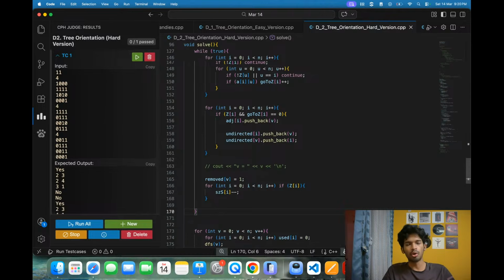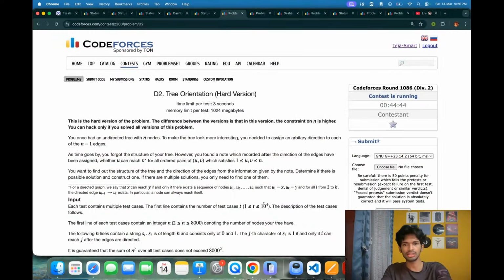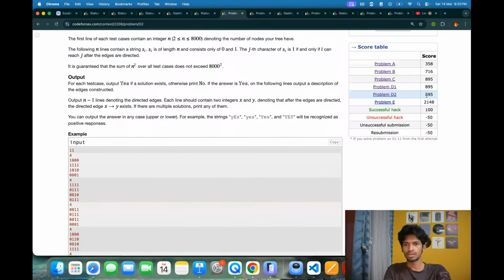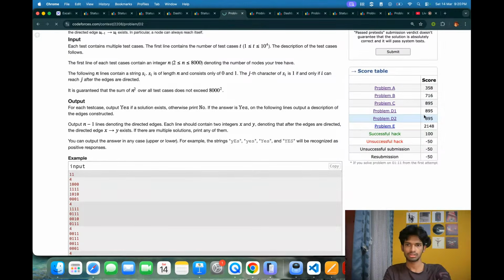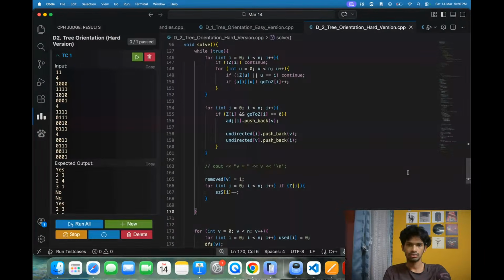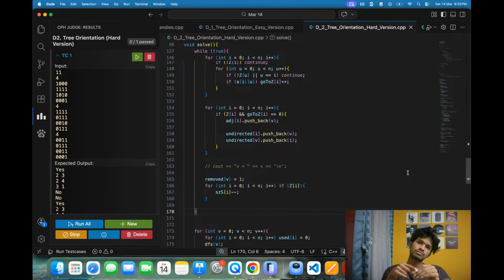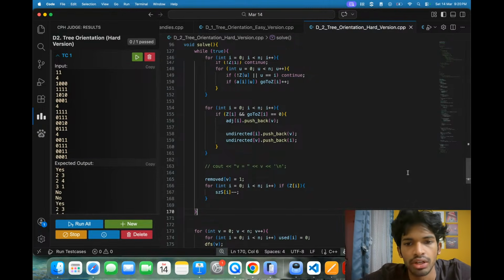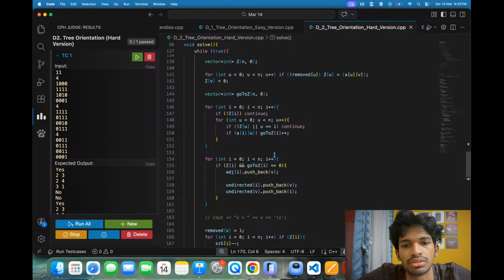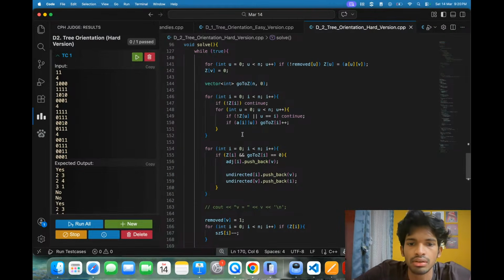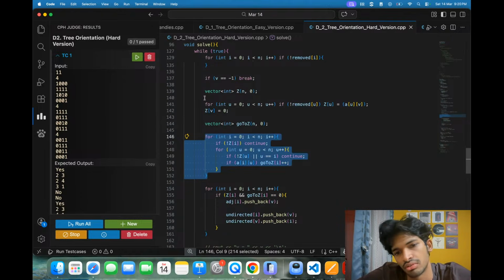Maybe you have to use a bit more logic and change the procedure slightly. No, I guess we don't change the procedure. Then it won't be D1 D2. We don't change the procedure much, but we just have to simplify this one part. This should not be O of n square.